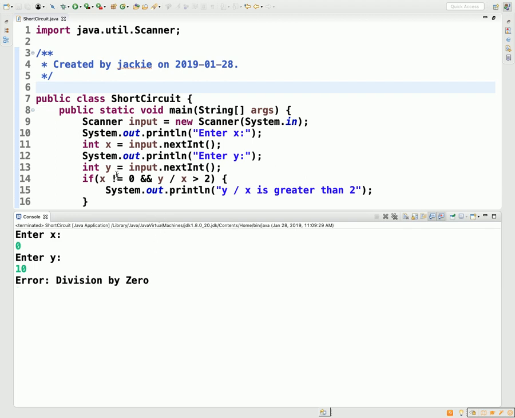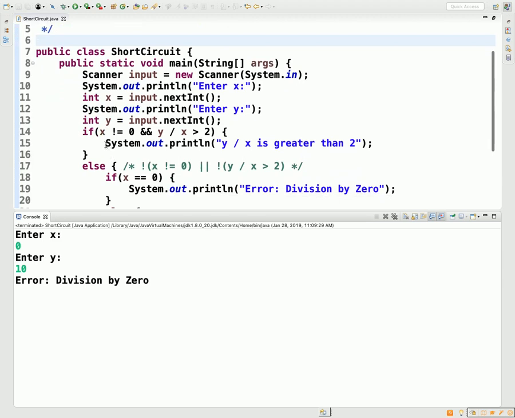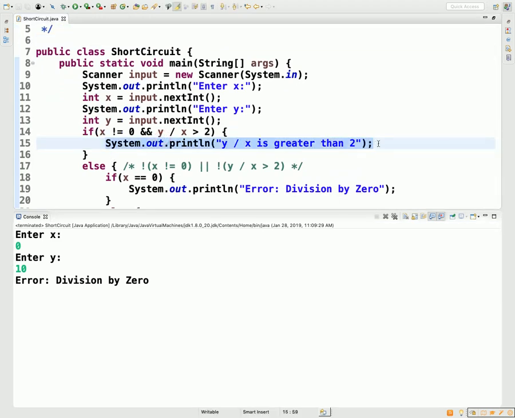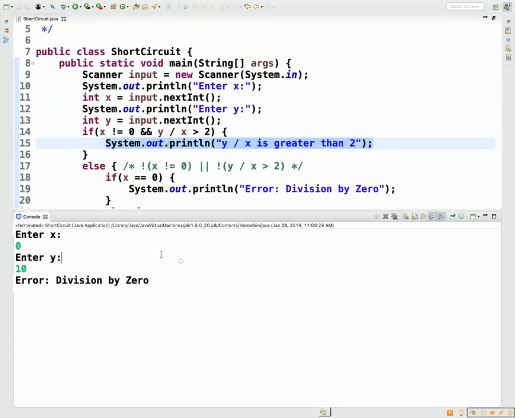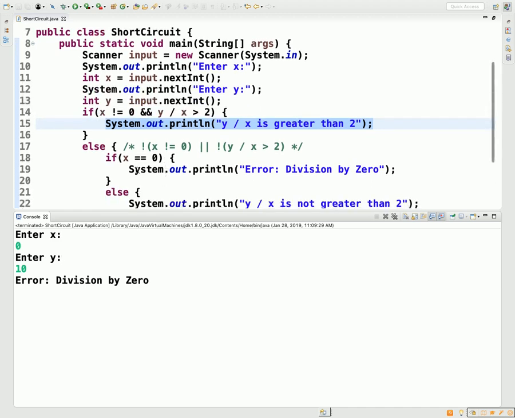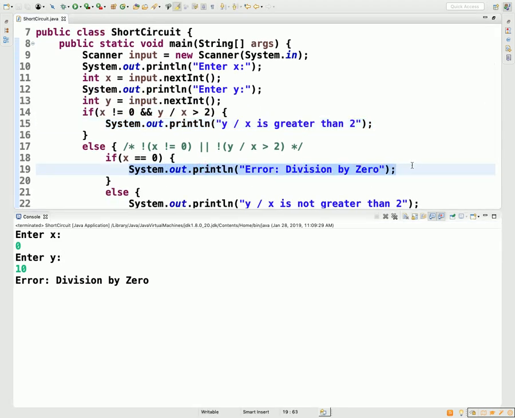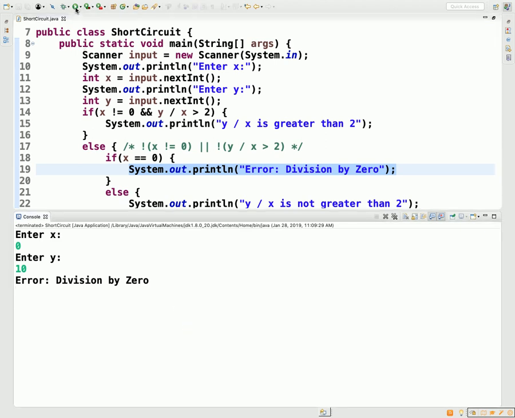That simply means it's going to go to this particular branch and tell me that it's division by 0. On the other hand, let me try another input for you. If I try over here, let's say x is maybe 2 and then y is 10. In that case, it will tell me that y divided by x is greater than 2, right? We got different cases over here.